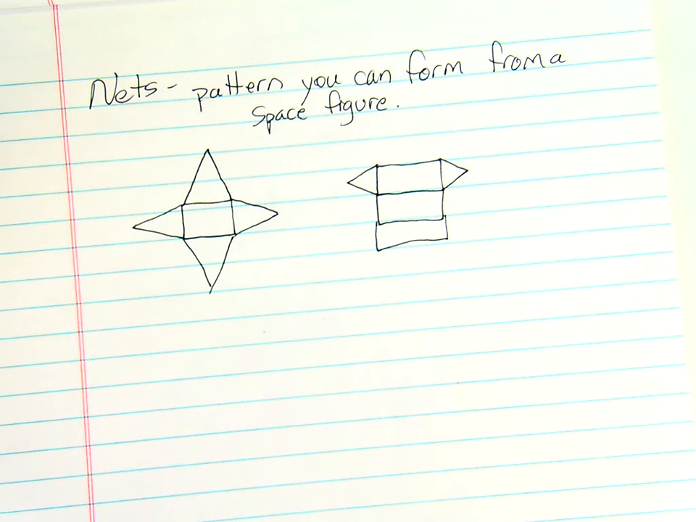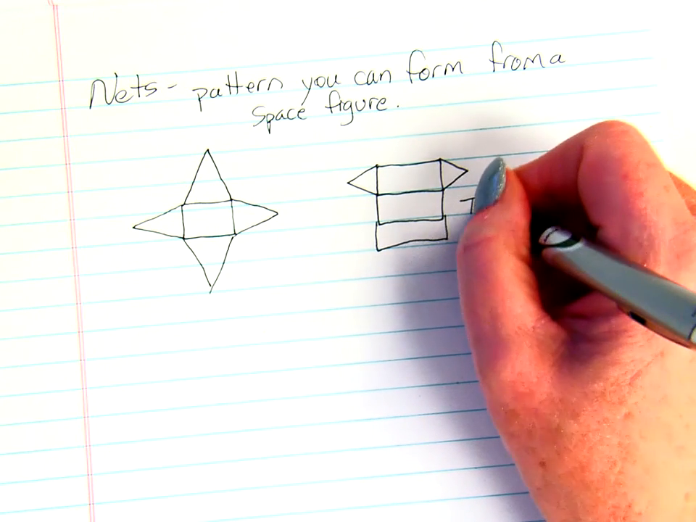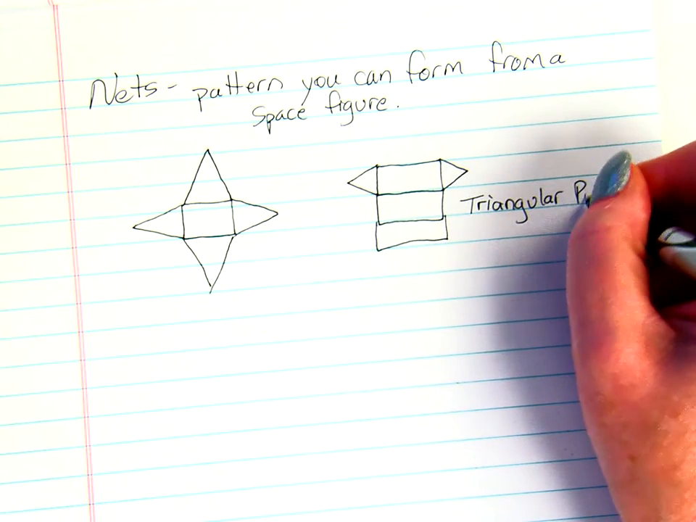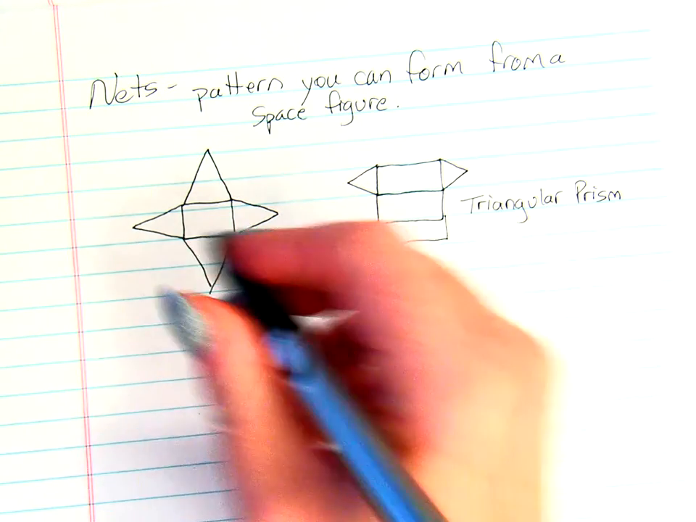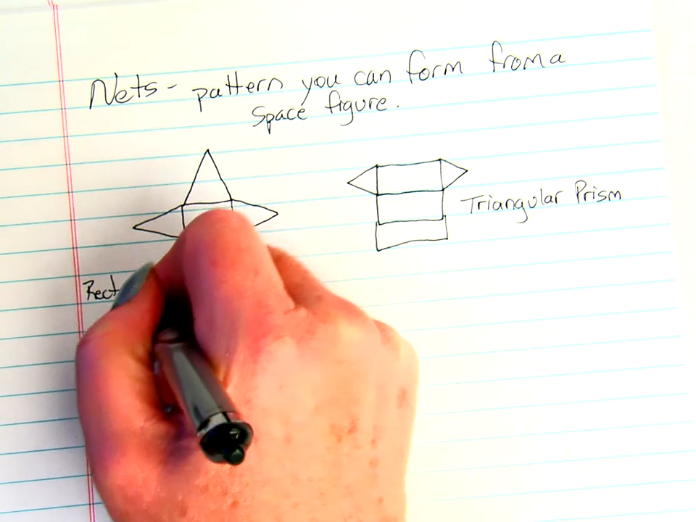So based on what type of figure you have, this is what the net is going to be like. So this is the triangular prism. And this is the rectangular pyramid.